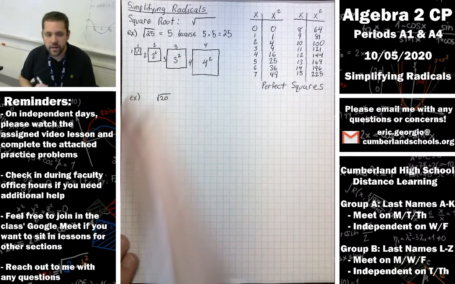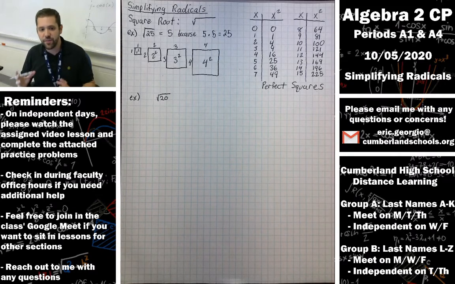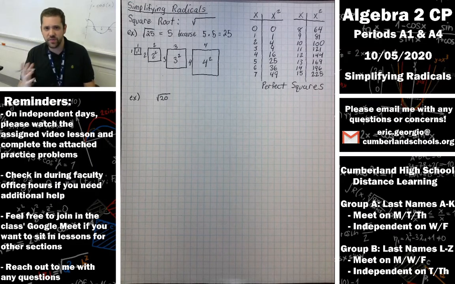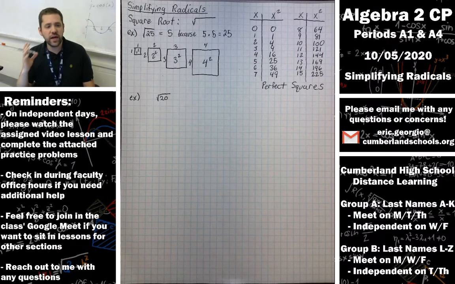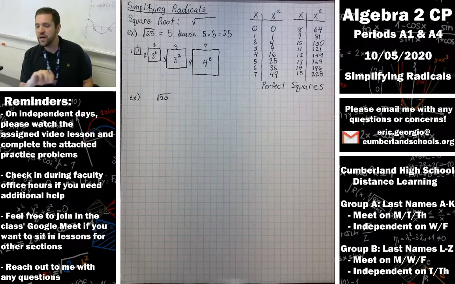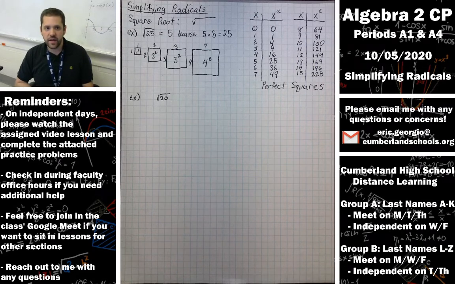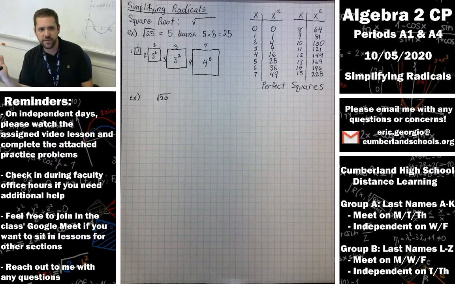Okay. Clearly, the square root of 20 is not a perfect square. It's not on our list here. All right. But we can try to break down the square root of 20. And you could recognize that the square root of 20 actually has a perfect square factor. And by factor, I mean numbers that multiply together to equal 20. Isn't it true that the square root of 20 could be rewritten as the square root of 4 times 5?